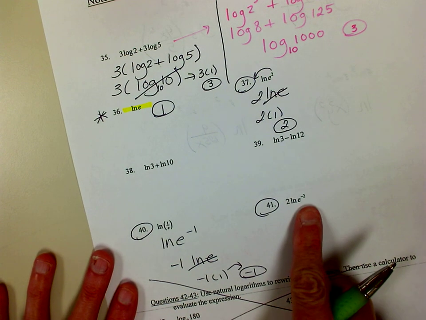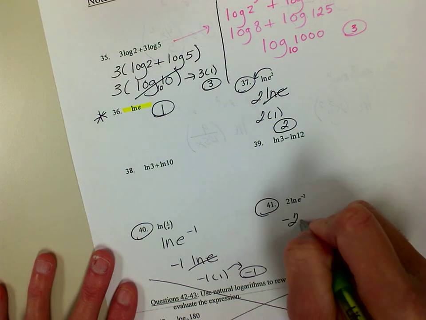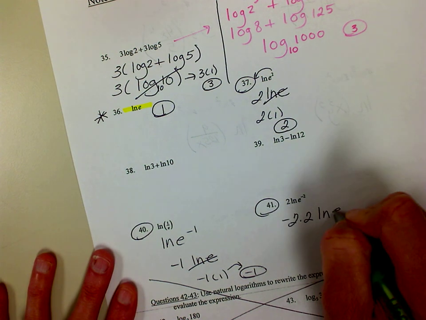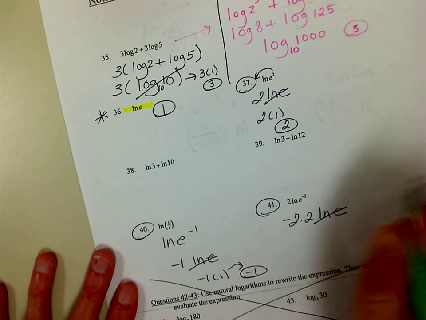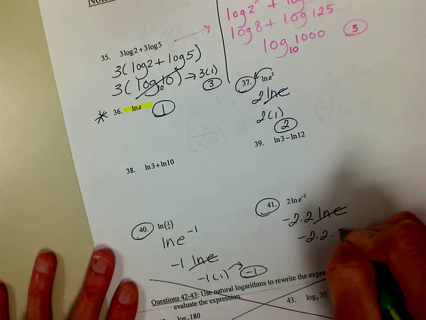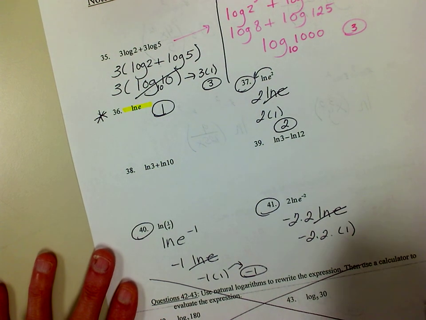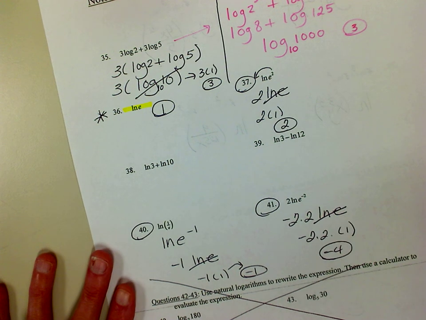Same thing with this one. I'm going to bring the negative 2 down in front. Yes, there's already 2 there. That's fine. This is just 1. So you're saying negative 2 times 2 times 1. That's just negative 4.